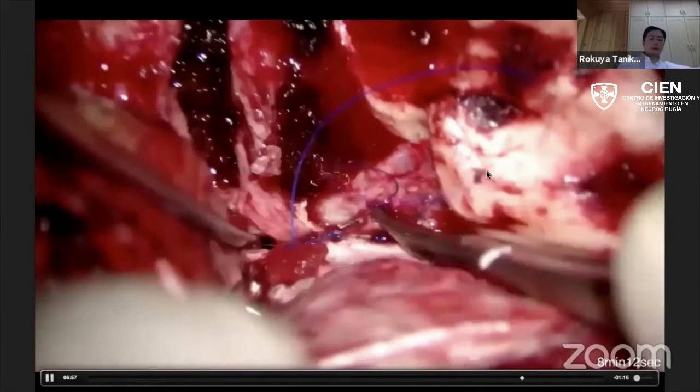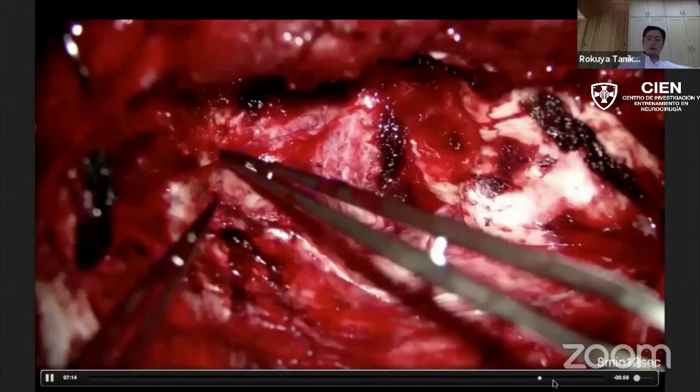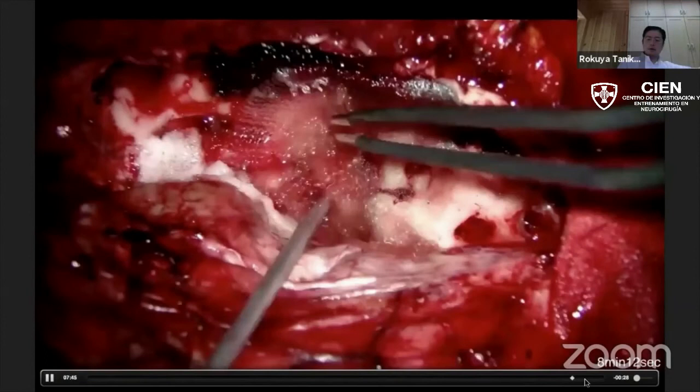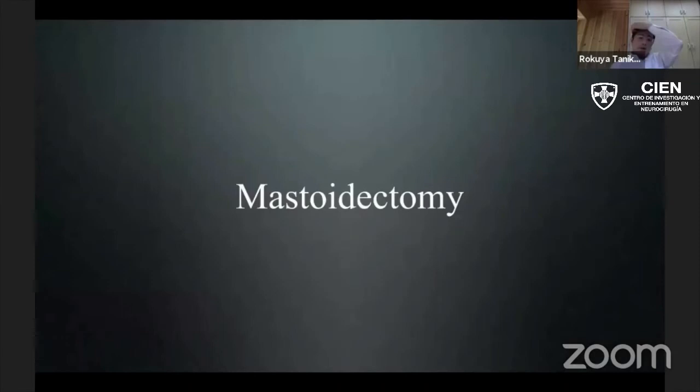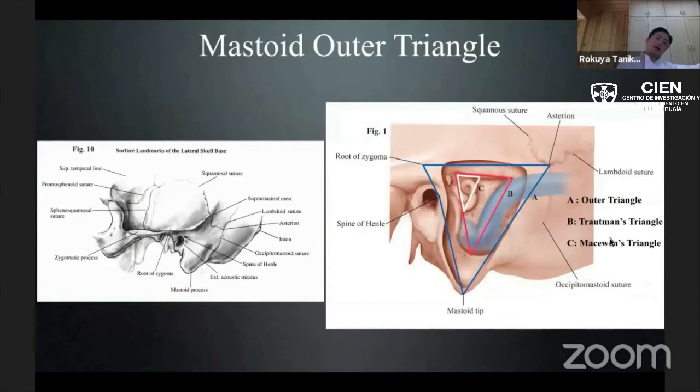Like this. Then you can put the graft like this. The MR scan shows the result after total removal. So next, we can go to a mastoidectomy. Mastoidectomy is important for the posterior petrosal approach.